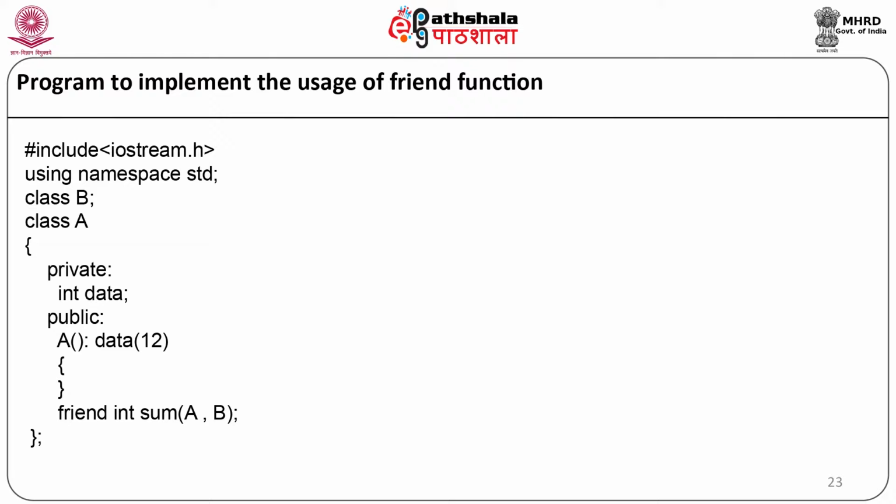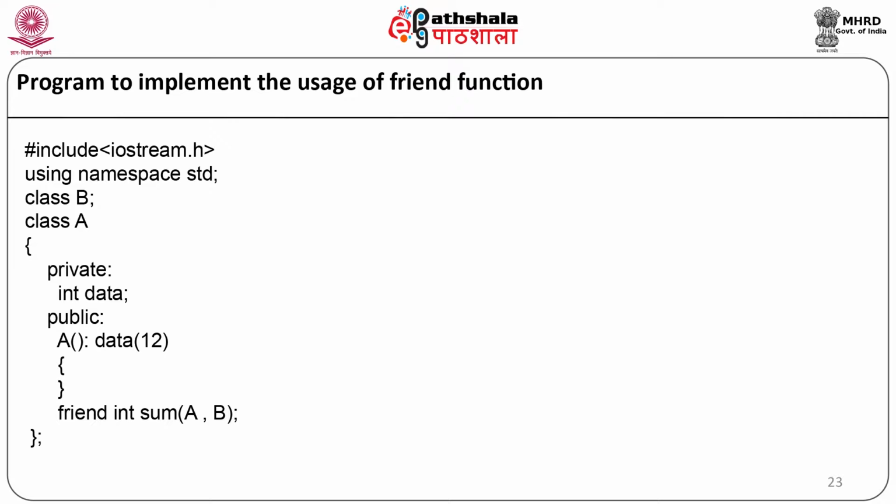Here we are going to just declare the class B semicolon. This line is called a forward declaration of class B. Now we will start with class A. Here we are going to declare one data member as private integer data. In the public section we are going to have a constructor A, colon, data 12, opening and closing braces.